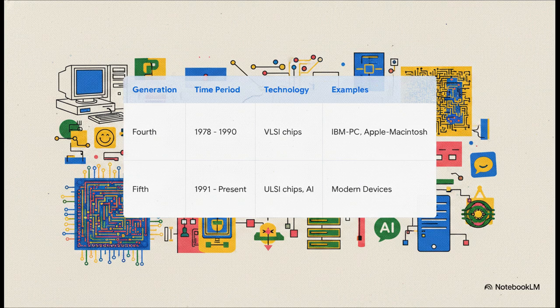That incredible momentum pushes us right into the 5th generation, from 1991 to the present. We're now in the age of ULSI, ultra-large-scale integration chips, an era defined by staggering power that enables complex new frontiers like artificial intelligence and machine learning.